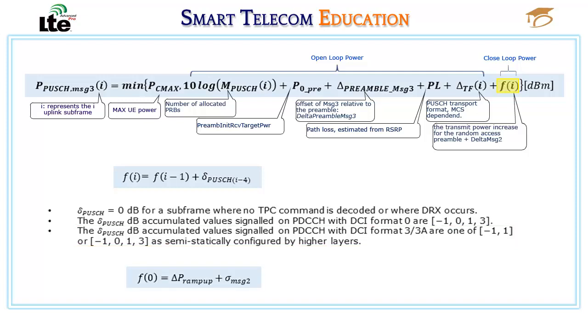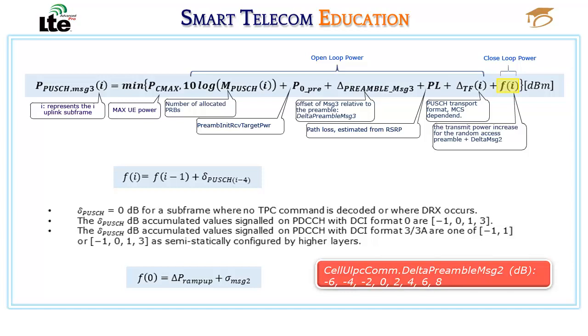The value of f(0) is equal to delta power ramp up plus delta message 2. Delta power ramp up is the transmit power increase for the random access. Delta preamble message 2 is the offset used for power calculation specified by cell uplink power control common delta message 2.